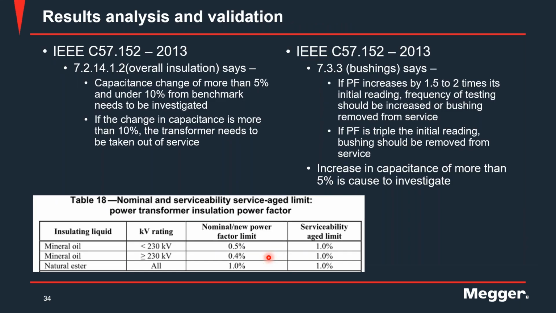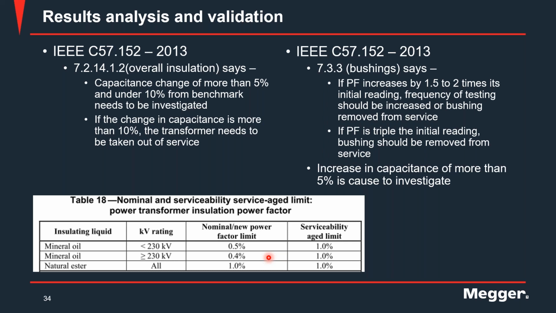So you get your test results. Now, what do you make of them? How do you validate those test results? There are several guidelines. What we follow here is the IEEE guide, the field testing guide, which is C57.152, and it has some information. It has some limits for power factors on new transformers, for power factors on service age transformers, and also it talks about changes in capacitance.